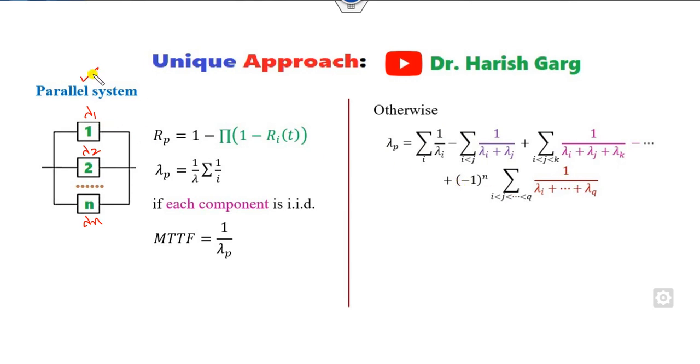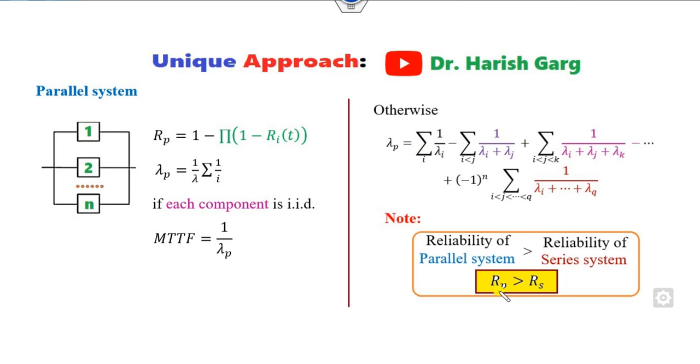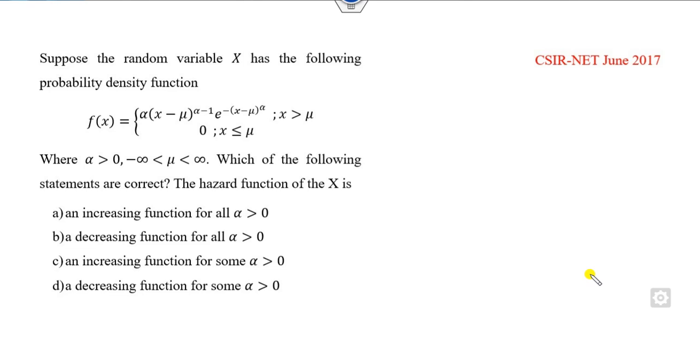Now you have the two systems, series and parallel. Make sure the reliability of the series system is always less than that of the parallel system, and the failure rate of the parallel system is always less than that of the series system. So these are the two beautiful tips for you. So let's start with these questions.